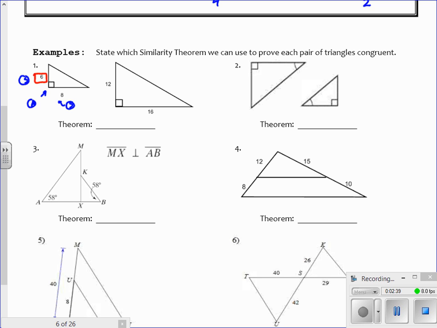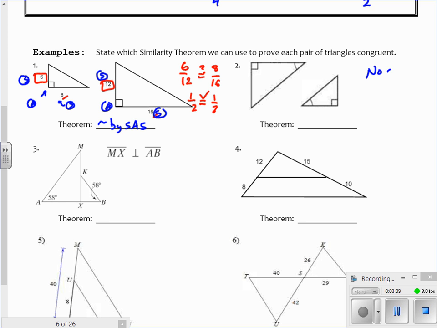So very quickly, 6 matches up with 12. So 6 over 12. Check to make sure. Does that equal 8 over 16? And sure enough, both of those simplify to be 1/2. So they are equal, which means these two triangles are similar by SAS because it was a side, an angle, and a side. We look at number 2.